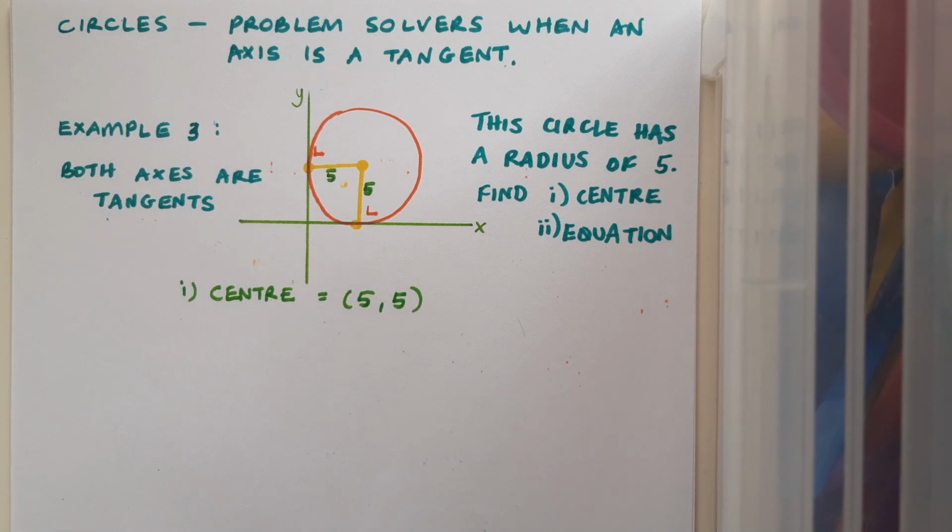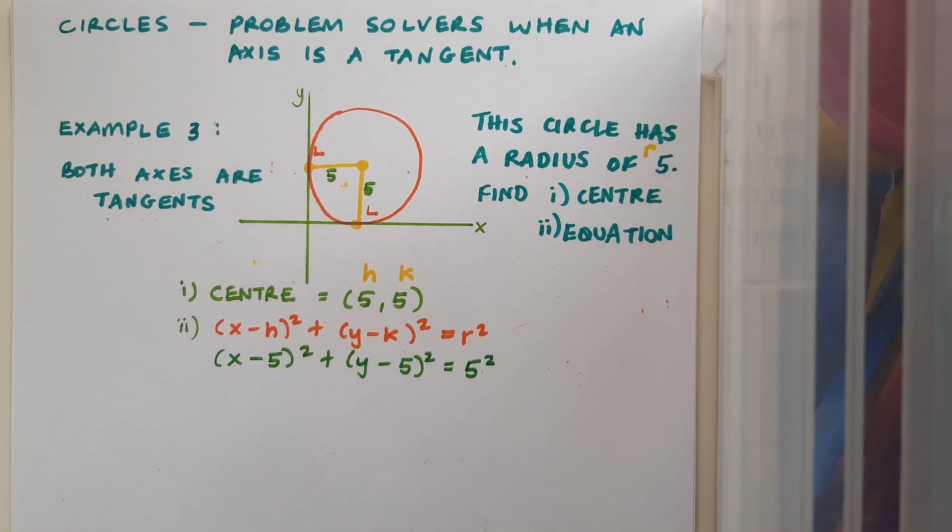And now I have plenty of information to find the equation of the circle. I've got the centre that we just found and the radius that we've been told. I'll label those and fill them into the formula. And now I'll fill those values in. And all I have to do to finish off is just square that 5 at the end.